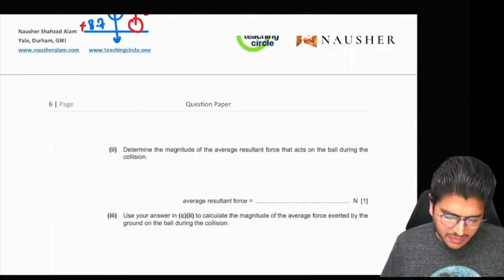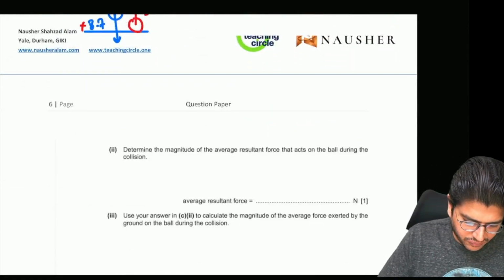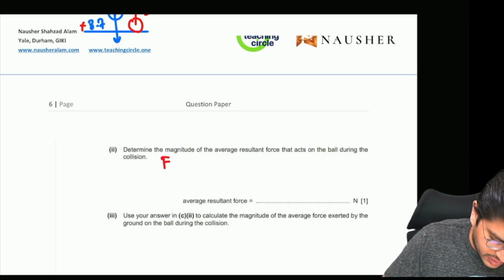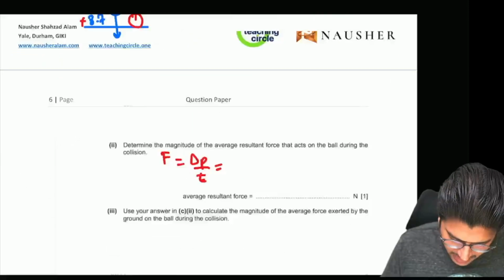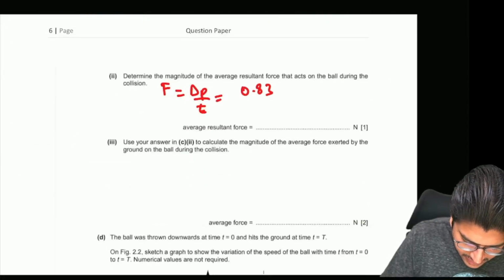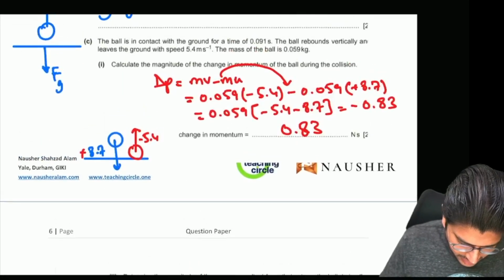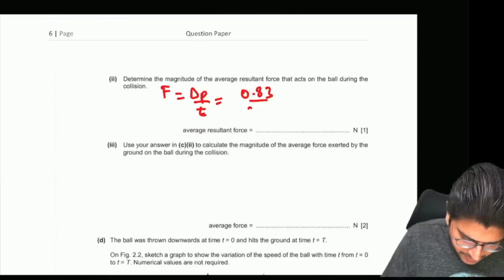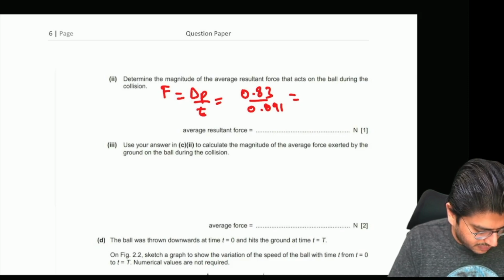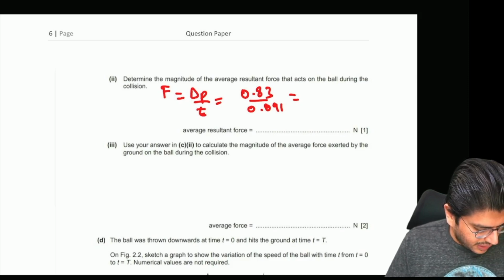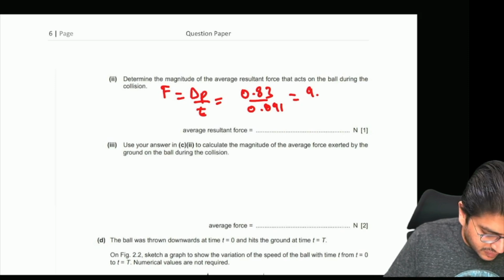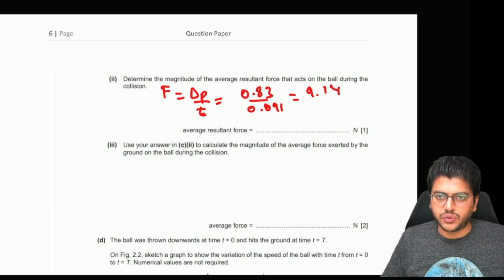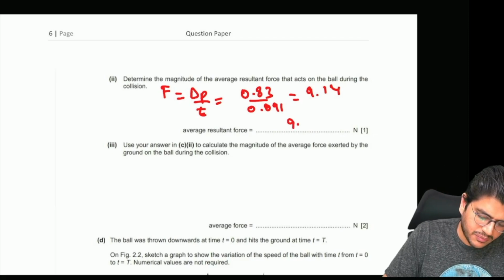Now, what is the magnitude of the average resultant force? So average resultant force is rate of change of momentum. So the change in momentum is 0.83, and the time that it took you was 0.091. Divide 0.83 divided by 0.091, and the answer that you get is 9.14 newtons. You can write that as 9.1 newtons.